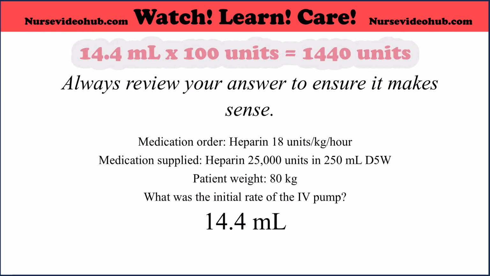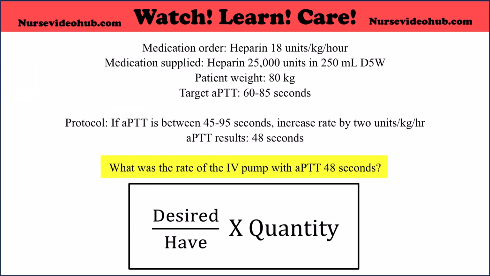The reverse method is to multiply 14.4 milliliters, the amount to be administered, by 100 units, the concentration available, 25,000 divided by 250 equals 100 units per milliliter, which equals 1,440 units, the prescribed dosage. Now, let's calculate the IV pump rate for when the aPTT lab value is 48 seconds.